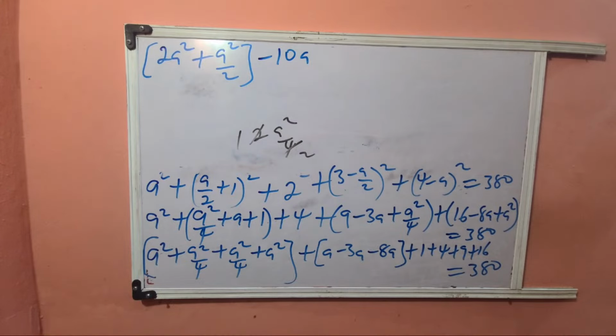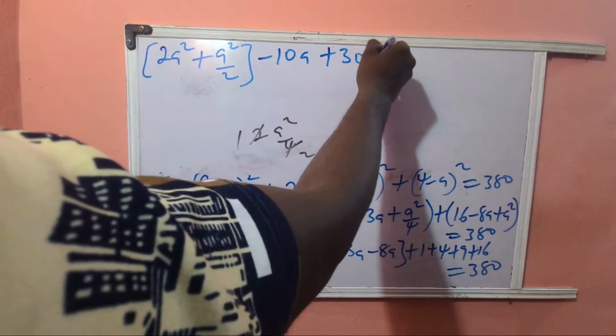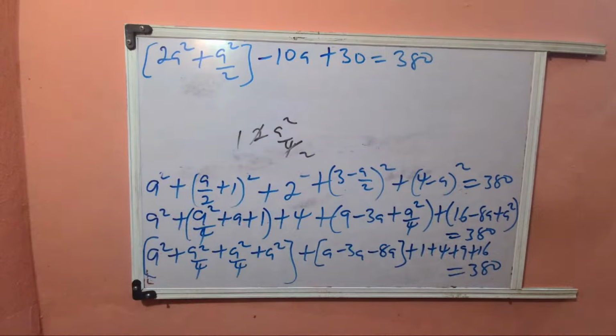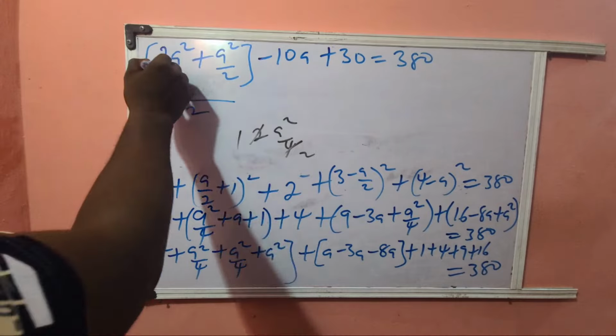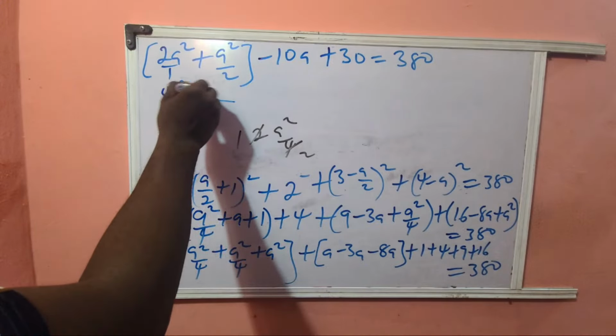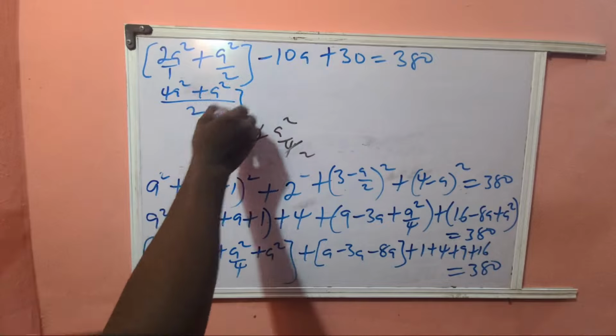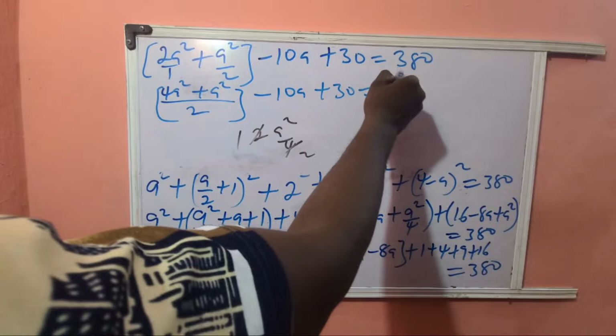5 plus 9 is what? That's 14. 14 plus 16, that's 30. Plus 30. Do you see how nice this is? We've been able to bring everything together. It's so simple. So see where we have gotten to. So I can go on to find the LCM of this, just in case you need to do that. Find the LCM here. So here we'll be having 4a squared plus a squared. Of course, we continue with our minus 10a plus 30 equals to 380.